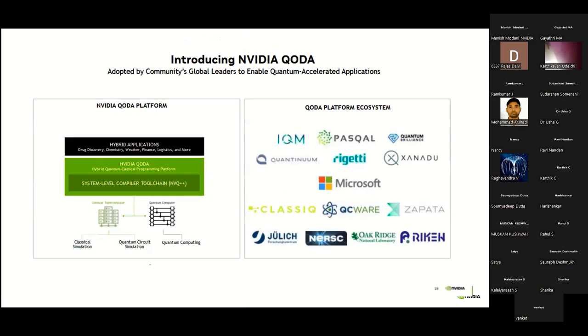Again, we are working with all key players on this, and that work is in progress. All researchers are using those. You see on the right side, almost all the key players' names are there.